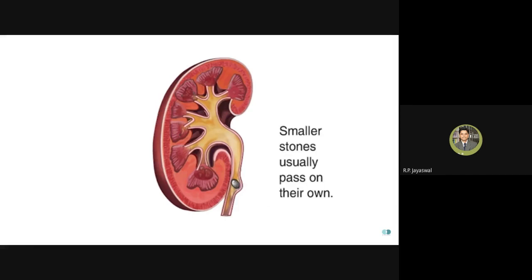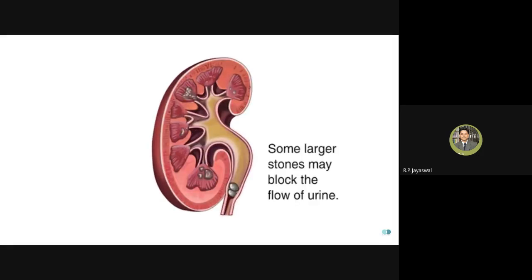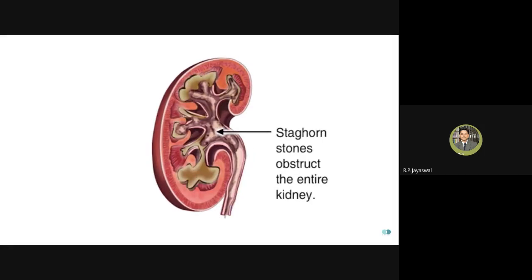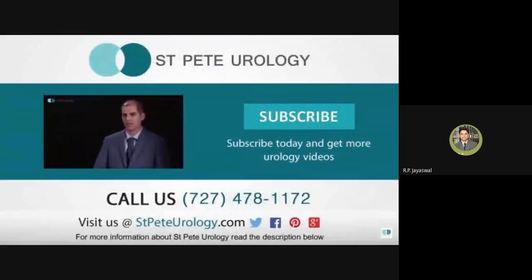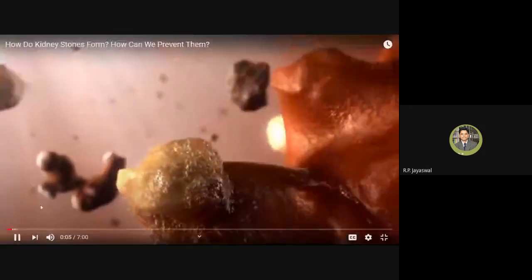Fortunately, small stones typically pass out of the kidneys and through the ureters on their own, without causing any problems. However, stones can become more problematic when they block the flow of urine. Doctors call this one a staghorn kidney stone, and it is obstructing the entire kidney. Fortunately, these stones are the exception rather than the rule. A kidney stone can be as small as the head of a pin, almost invisible to the naked eye.